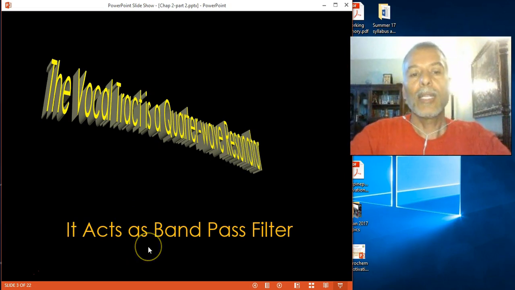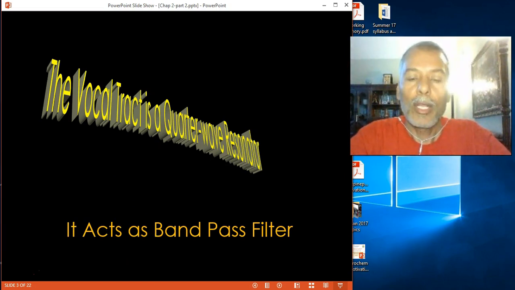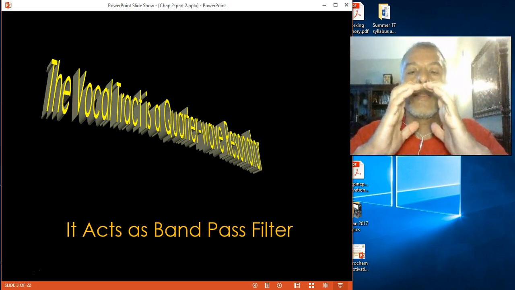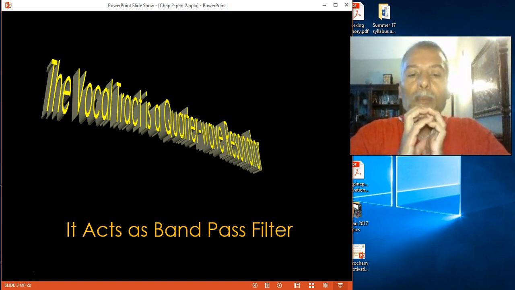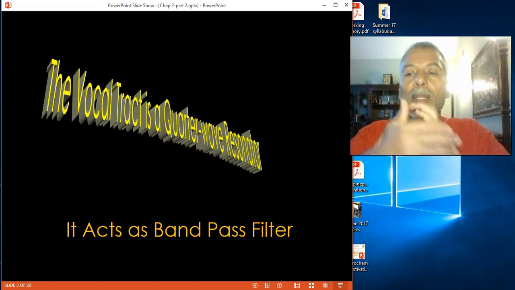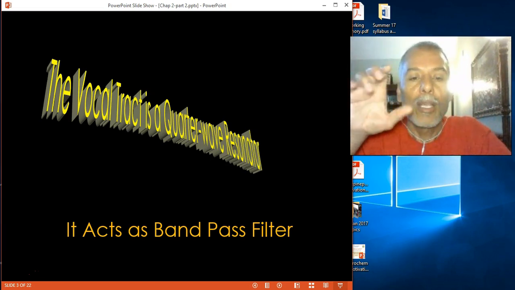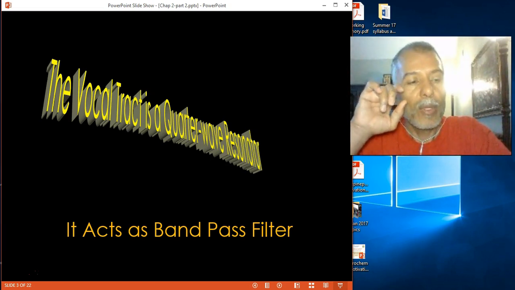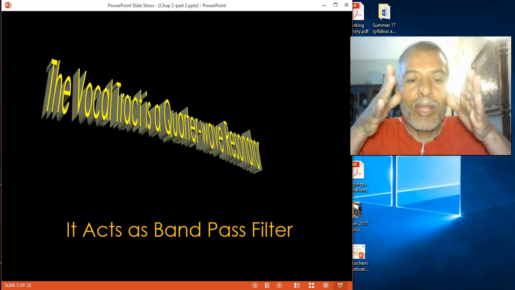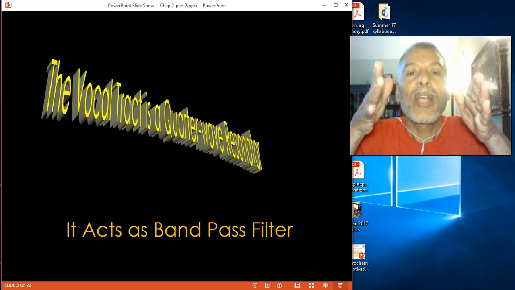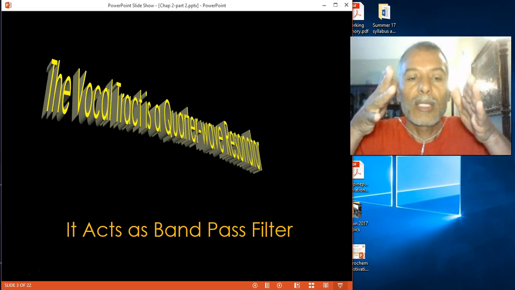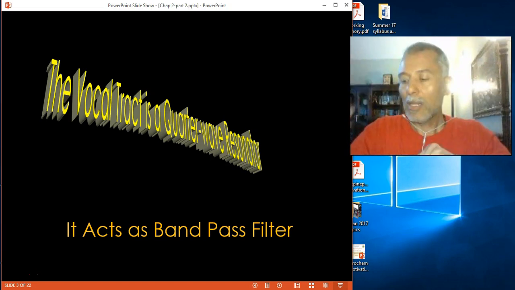And it acts as a band pass filter. That means the sound that is amplified is within the range between the lower cutoff and the upper cutoff, and a lot of the rest is attenuated. So it gives you maximum enhancement of the sounds that come within the natural frequency or within the bandwidth of the vocal tract. So it eliminates a lot of noises and things.